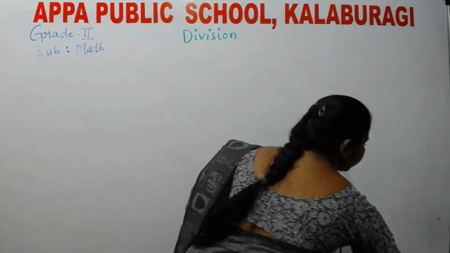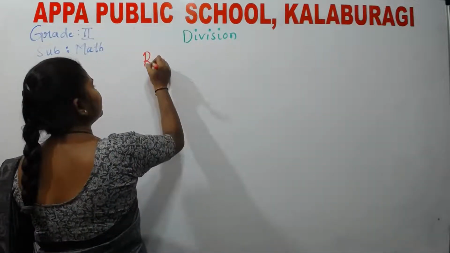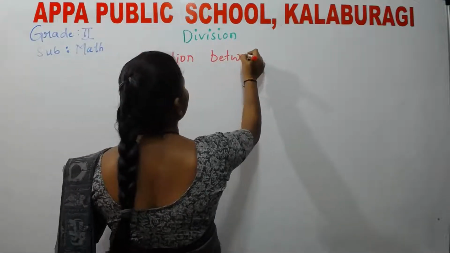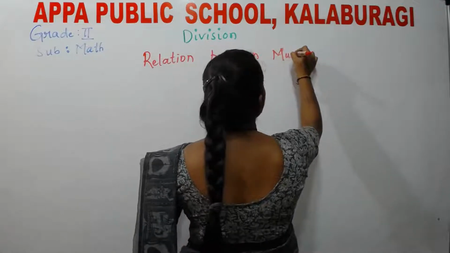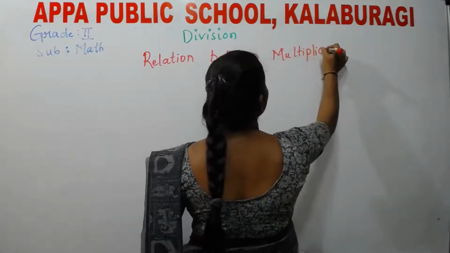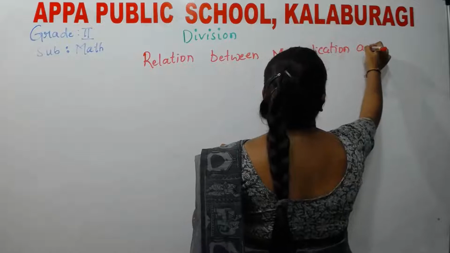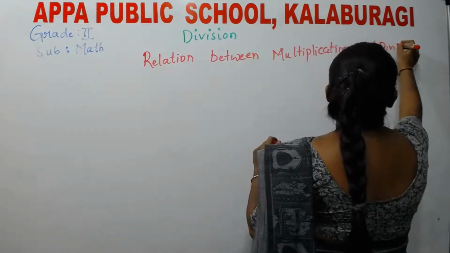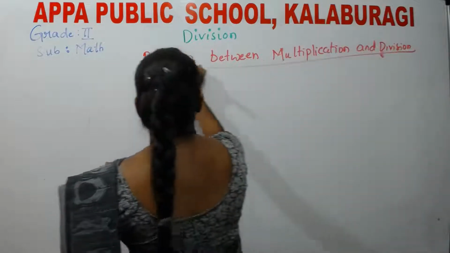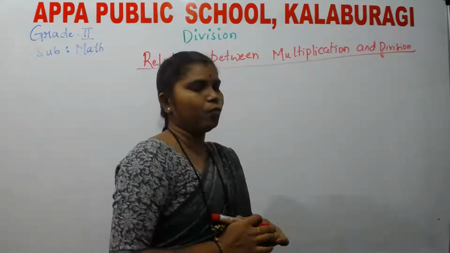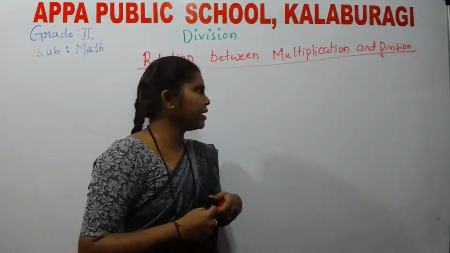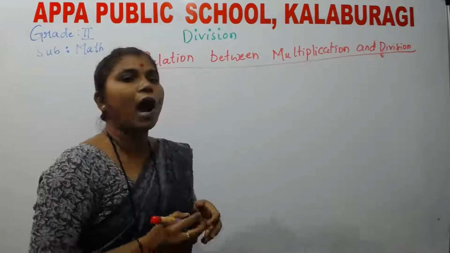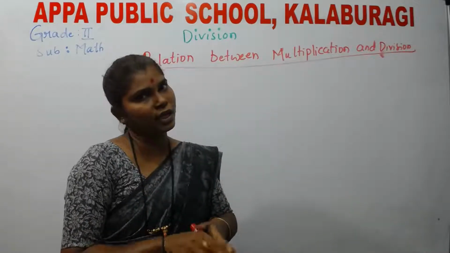The next concept is the relation between multiplication and division. Now, what is multiplication? Have you learned about division? Now, let us see how both are related to each other.